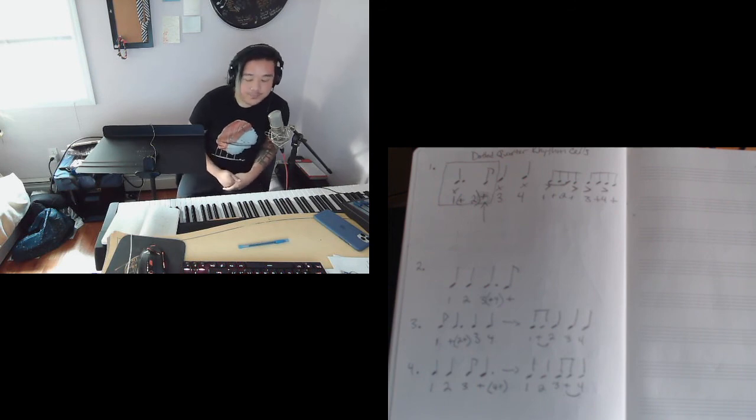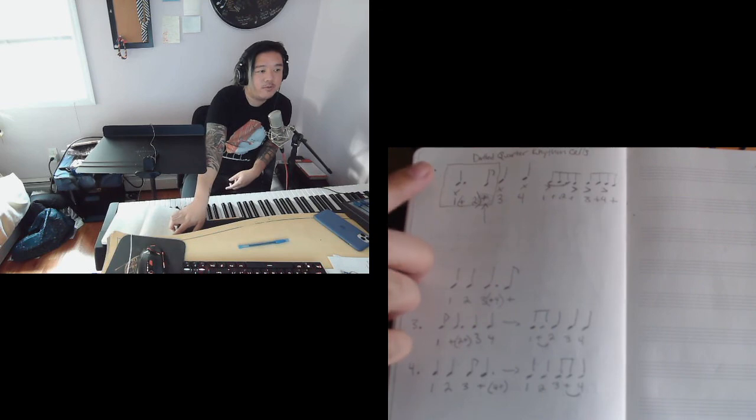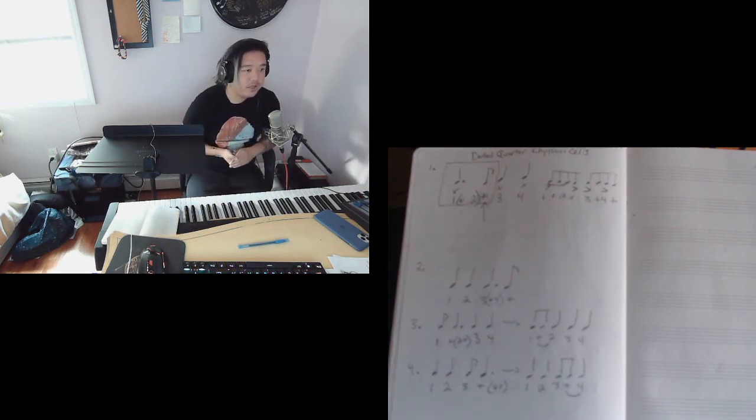All right. So now we're going to practice going back and forth between a couple of them. So let's go back and forth between 1 and 2 now. Here we go. 1, 2, here we go. 1 and 2 and 3, 4. 1, 2, 3, and 4. And 1 and 2 and 3, 4. 1, 2, 3, and 4. And.